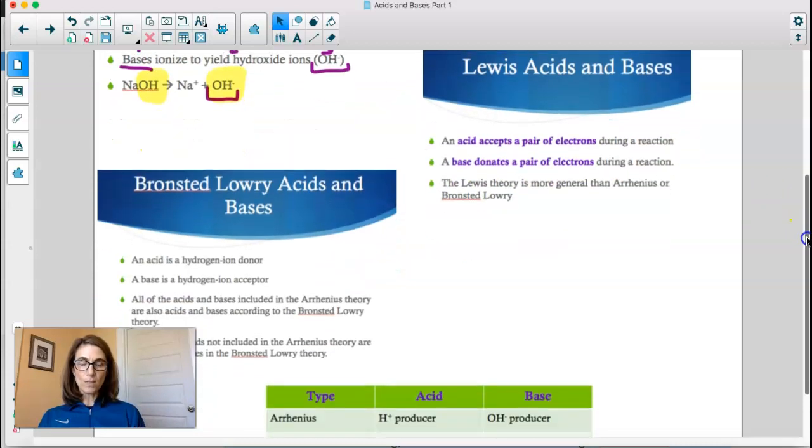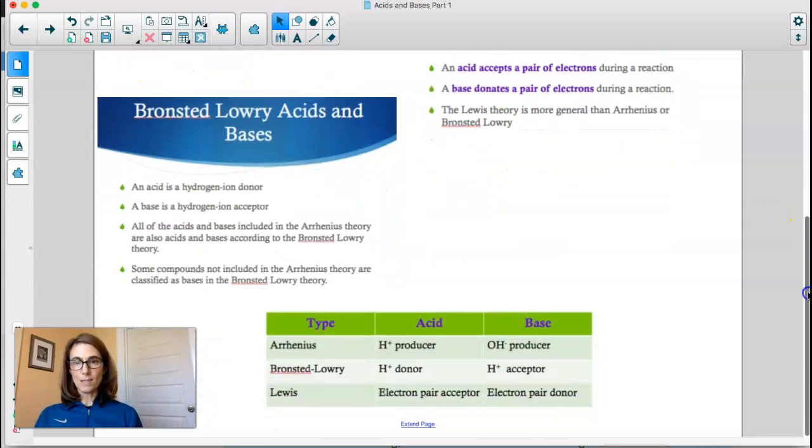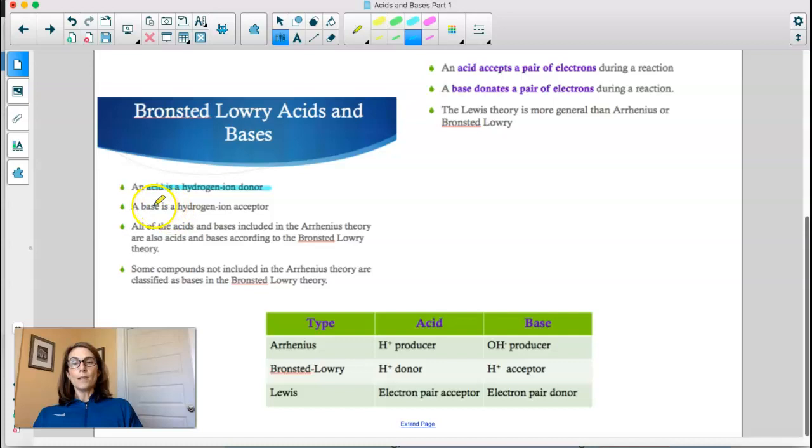So now we can move on to my favorite, the Bronsted-Lowry theory on acids and bases. Bronsted-Lowry defines an acid, and let me get out my trusty highlighter here. My favorite color for my favorite acid and base definitions: an acid is a hydrogen ion donor. So an acid has that H plus, that hydrogen ion in its formula, to give, and a base is a hydrogen ion acceptor.